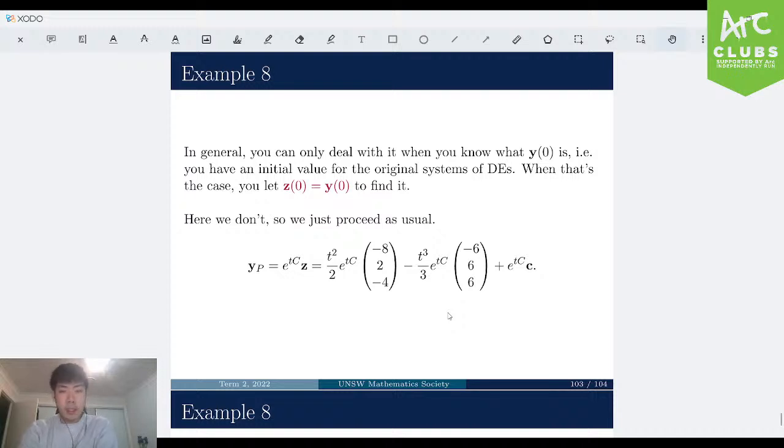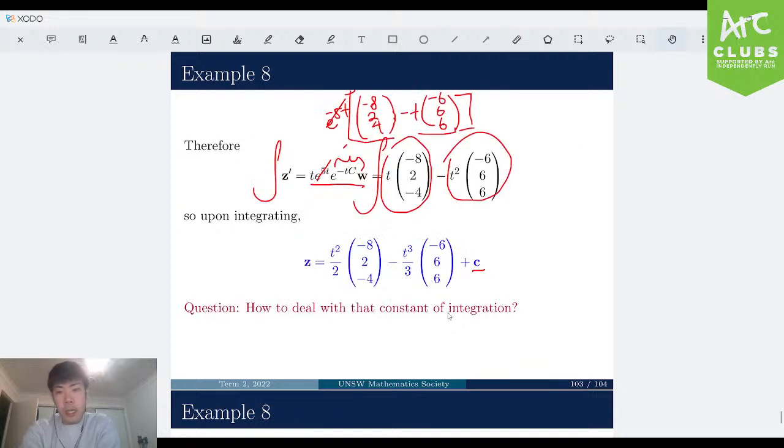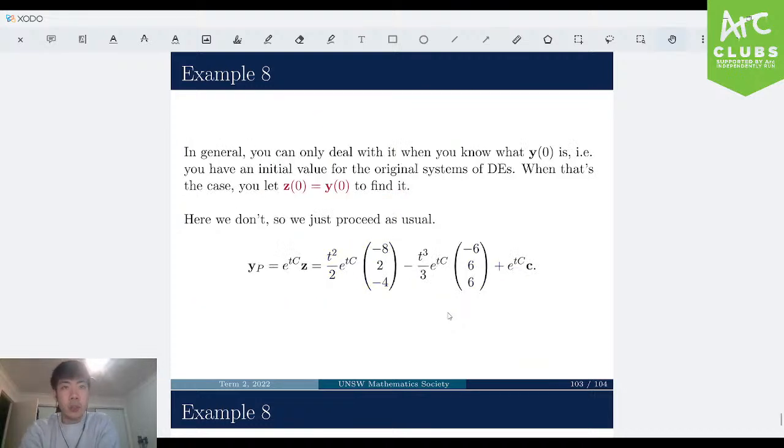All right, so then we're nearly done. Reason being, we now know what z is. Our guess for the solution y was e to the power of tc times z. So now we just sub z in, so that we get e to the power of tc times the first term in z, e to the power of tc times the second term in z, plus e to the power of tc times our constant vector c.